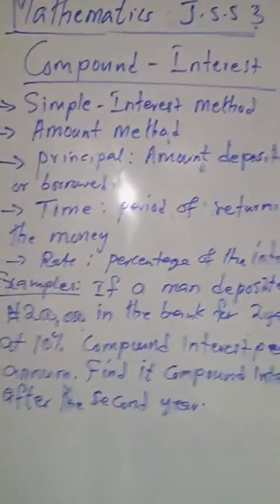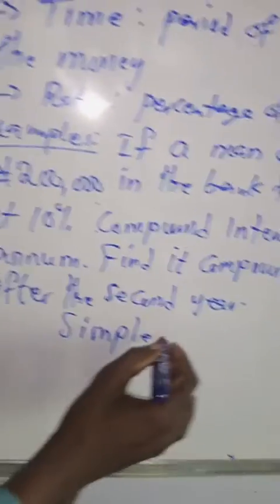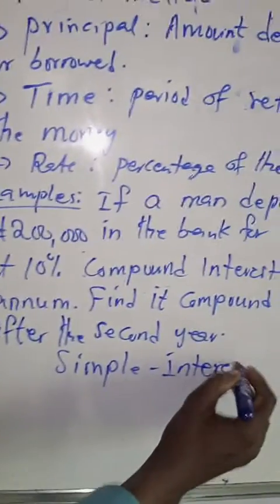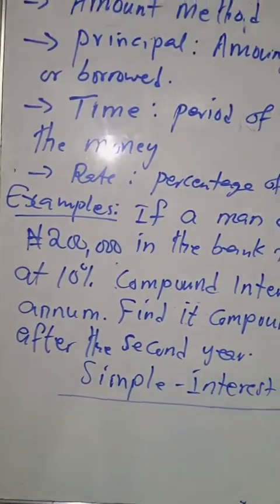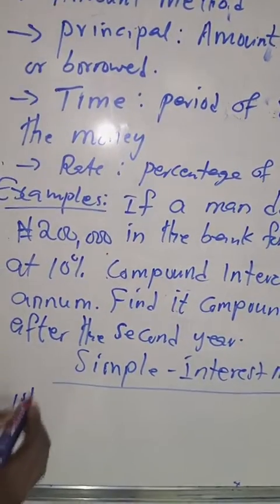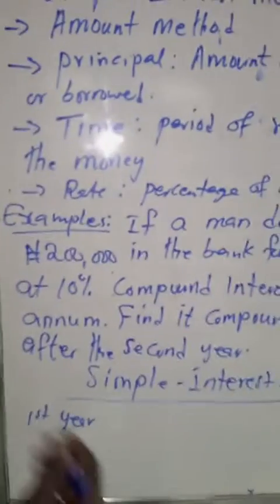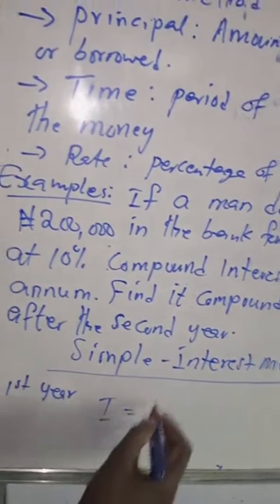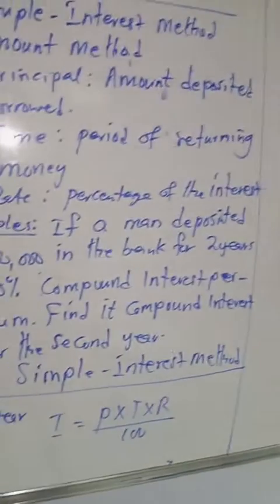So now let's look at this question. We want to look for the compound interest. Let me use the first method that I called the simple interest method. This method is just calculating it year by year. So I'll start from the first year. We all know that simple interest is principal times time times rate, all over 100.